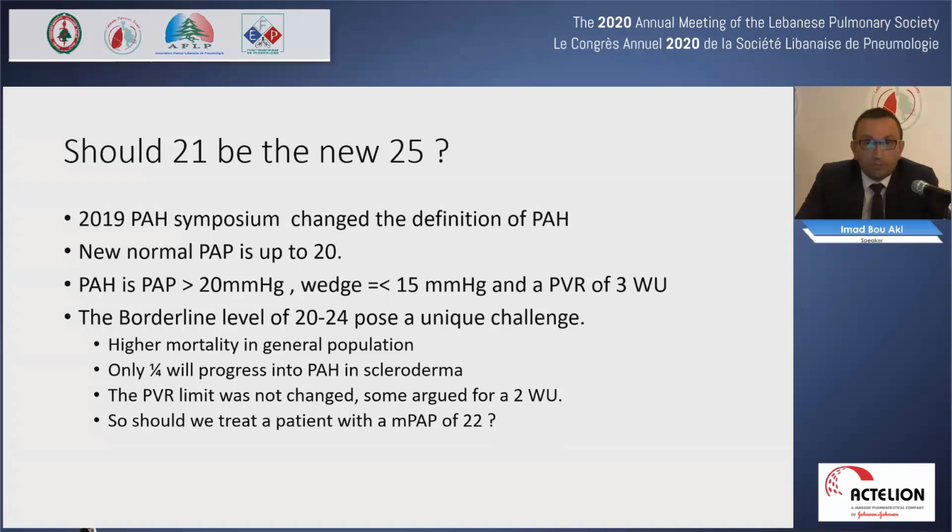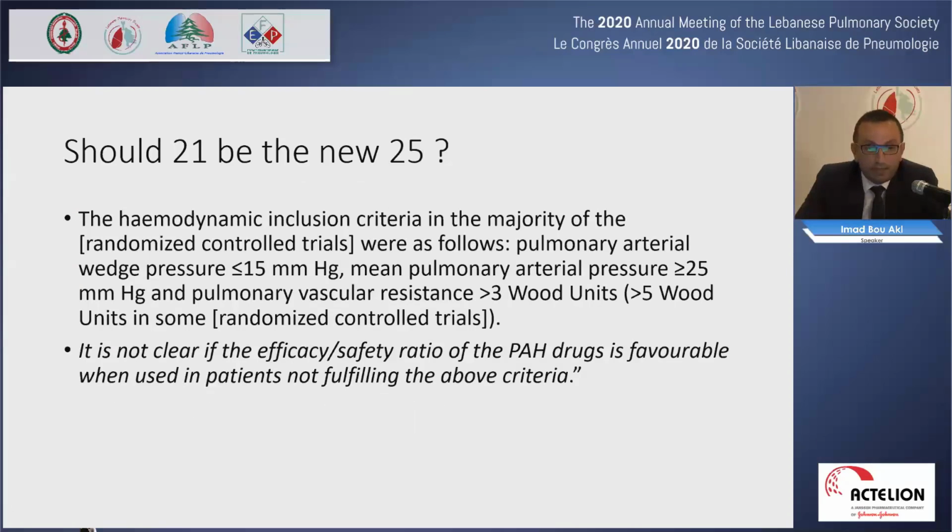The PVR limit was not changed in parallel to the pulmonary artery pressure. So some argued that maybe 2 would correspond better to a pressure more than 20. And so now we have this as a change, and obviously studies will be adjusted to take this into account. So now this is a new definition, and there are still questions to be asked. For example, should we treat a patient with a mean pulmonary artery pressure of 22? Should we start therapy?